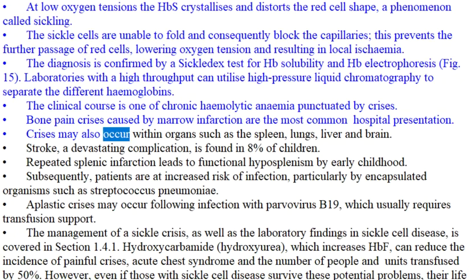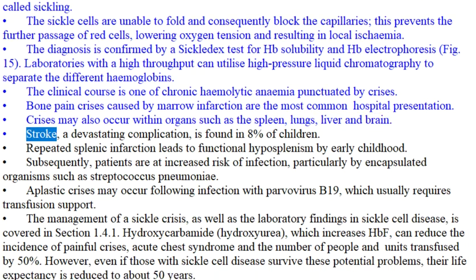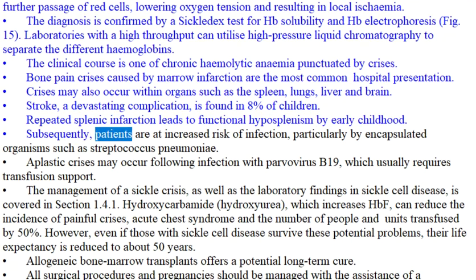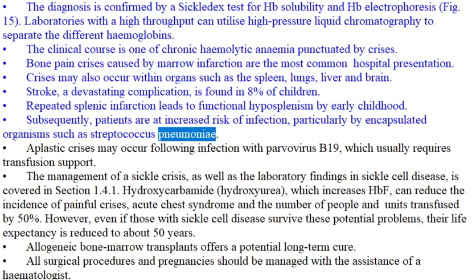Crises may also occur within organs such as the spleen, lungs, liver, and brain. Stroke, a devastating complication, is found in 8% of children. Repeated splenic infarction leads to functional hyposplenism by early childhood. Subsequently, patients are at increased risk of infection, particularly by encapsulated organisms such as Streptococcus pneumoniae.